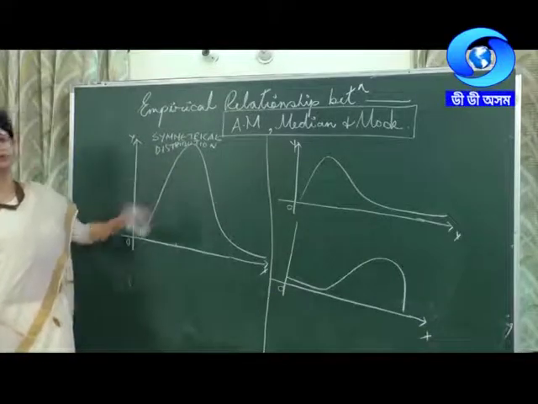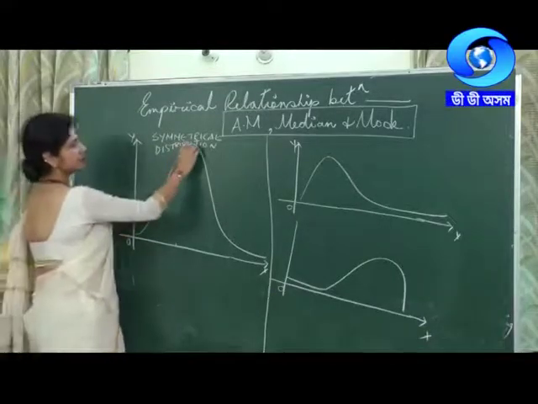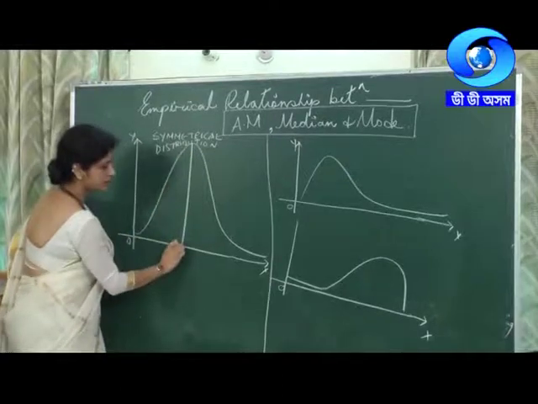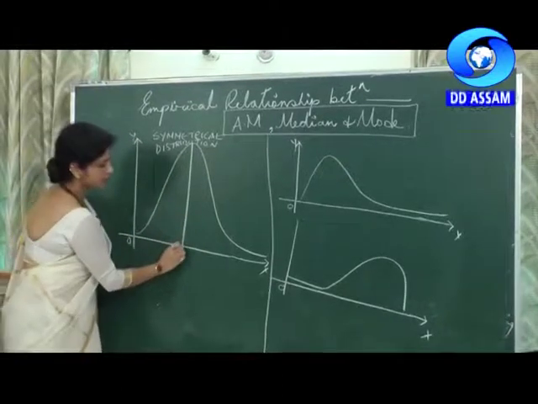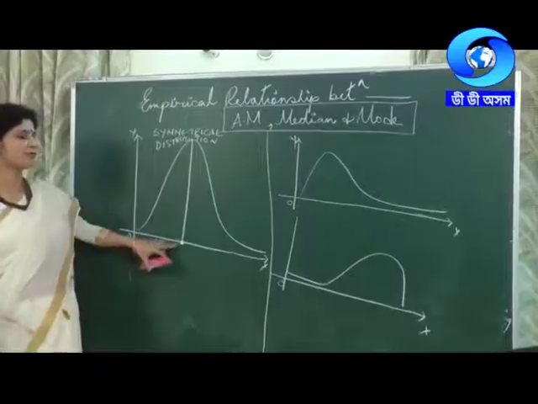For a symmetrical distribution, what happens? Mean, median and mode coincide. They lie at the same point.